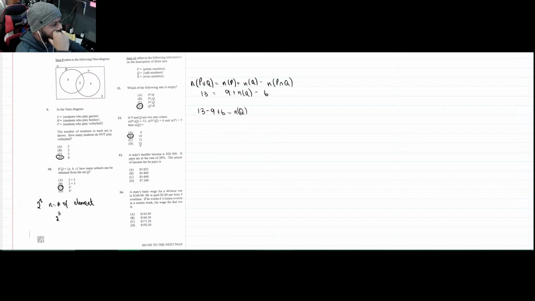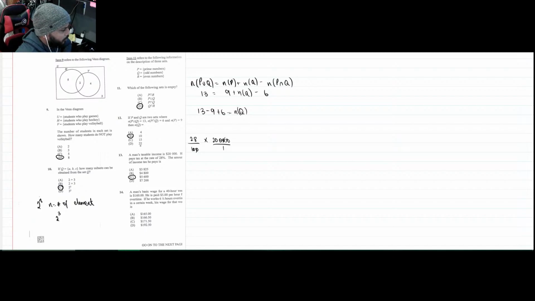A man's taxable income is 20,000. He pays tax at the rate of 28%. The amount of income tax he pays is... so he pays 28% of the 20,000. So 28 over 100 multiplied by 20,000. I'm not even going to bother to do my multiplications. 28 by 2 is 56. So the only option that has 56 in it is C.